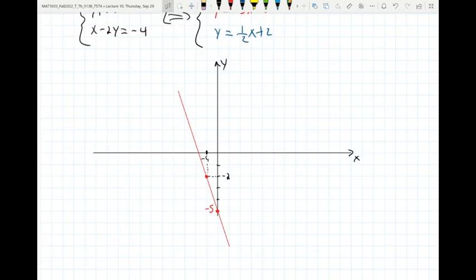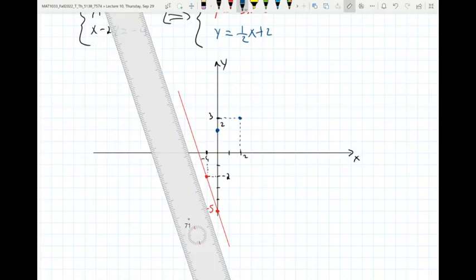So 1/2 x plus 2. The y-intercept is 2. It's right here. And then this line goes up, so I should do 1 up, 2 to the right. So that's 3, and then 1, 2. That's the other point. And then we draw.